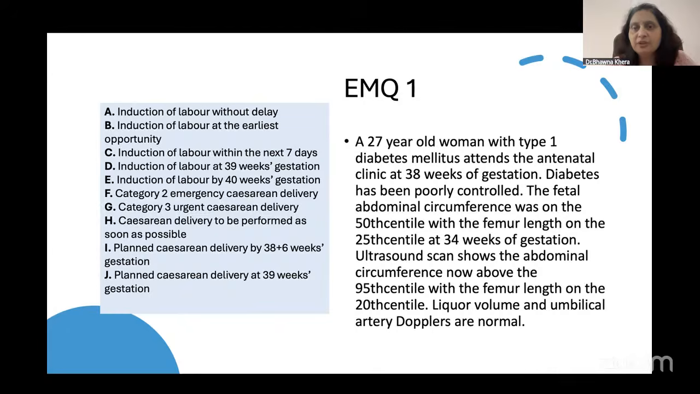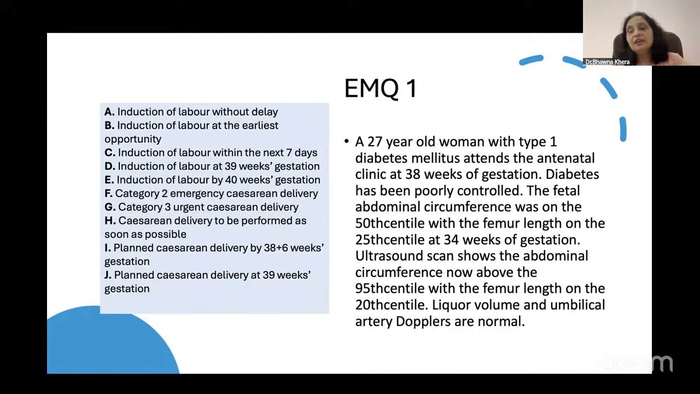I think that's pretty good, that's okay. The ultrasound scan now shows the abdominal circumference at the 95th centile and the femur length on the 20th centile. So what is happening here? It has increased from the 50th centile to the 95th centile. What is the cause here? Uncontrolled diabetes, definitely. And what do we call this situation? This is macrosomia.